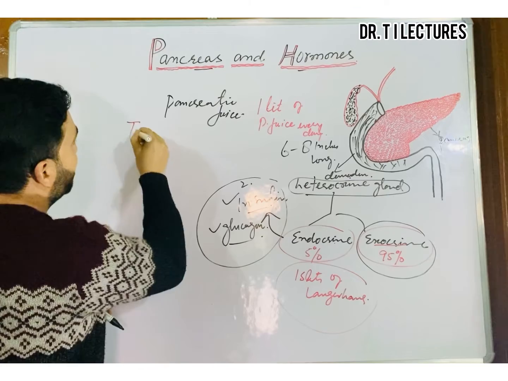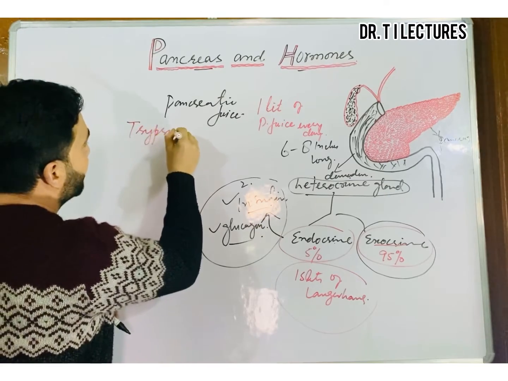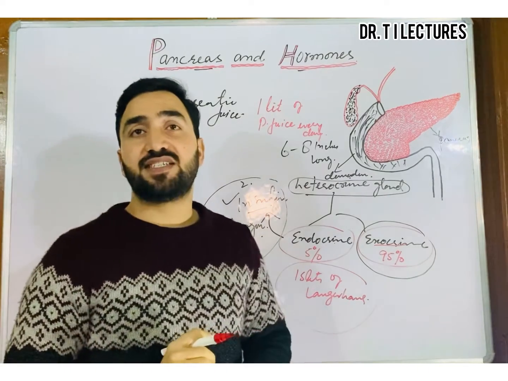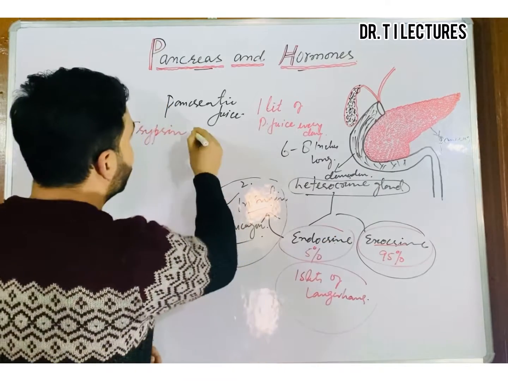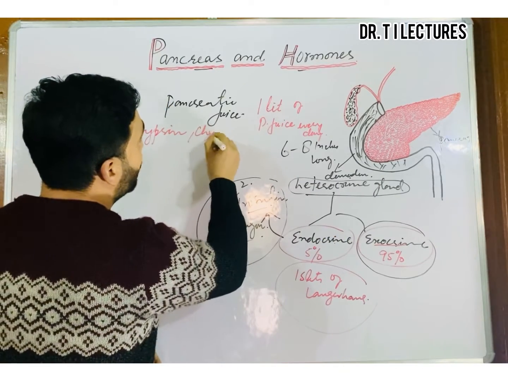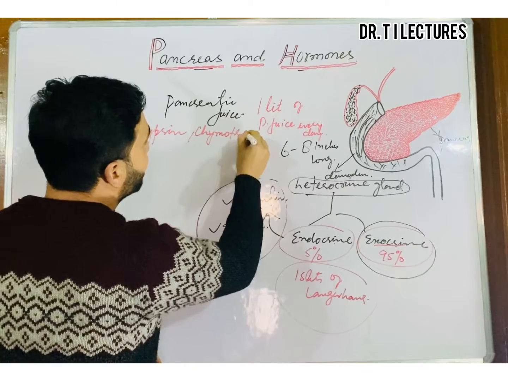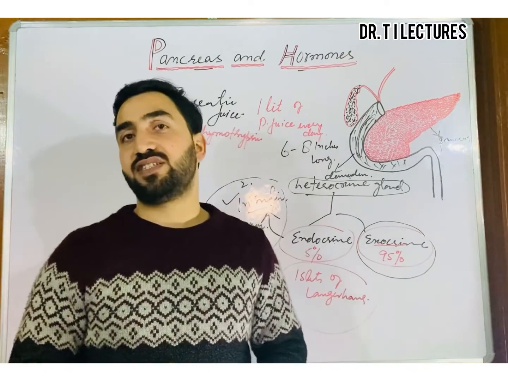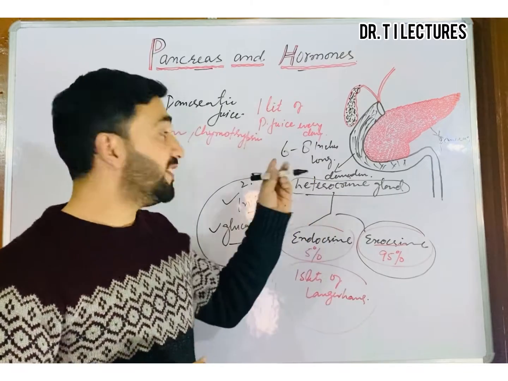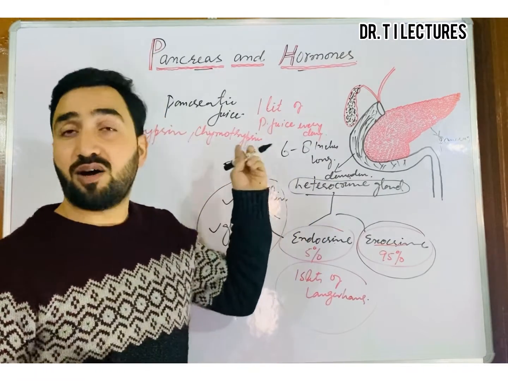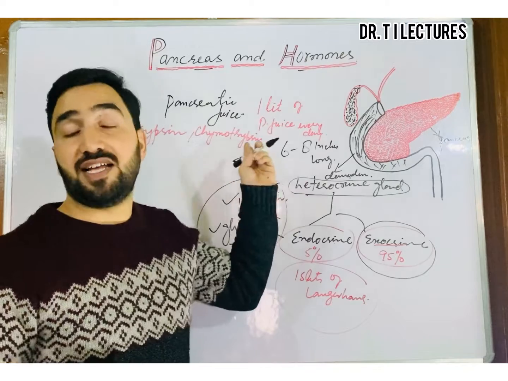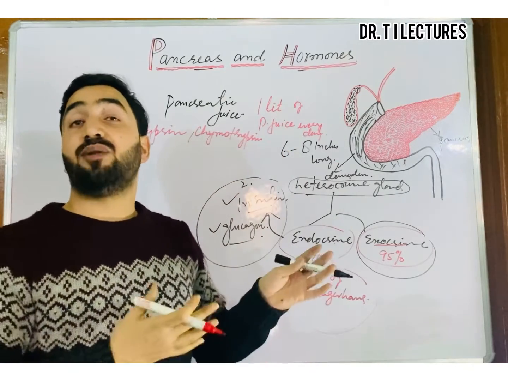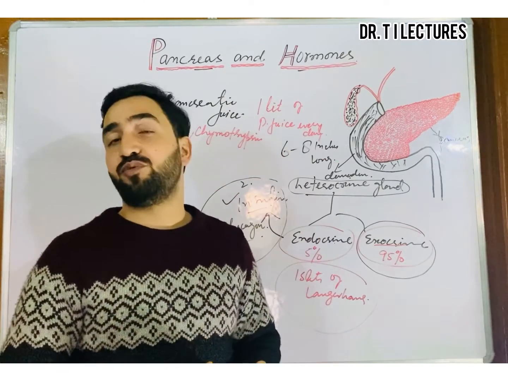Number one, trypsin. Chymotrypsin is there. These two kinds of enzymes in the pancreatic juice help to digest the protein part of the food material.